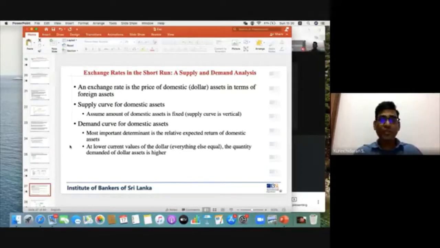So if those investors think that the relative expected return of the dollar is high, they demand more. Or if they think that the relative expected return of the US dollar compared to maybe the sterling pound or euro or yen is less, then demand will be less.